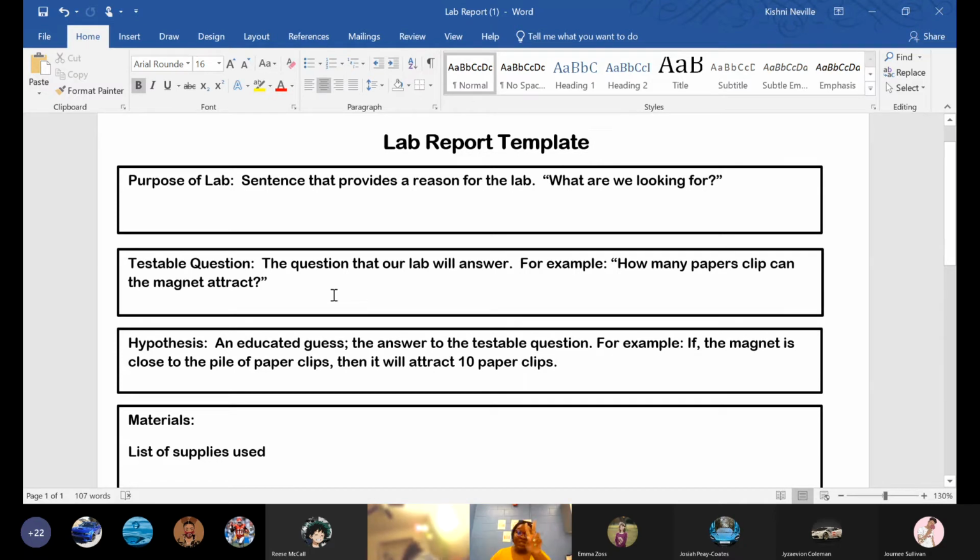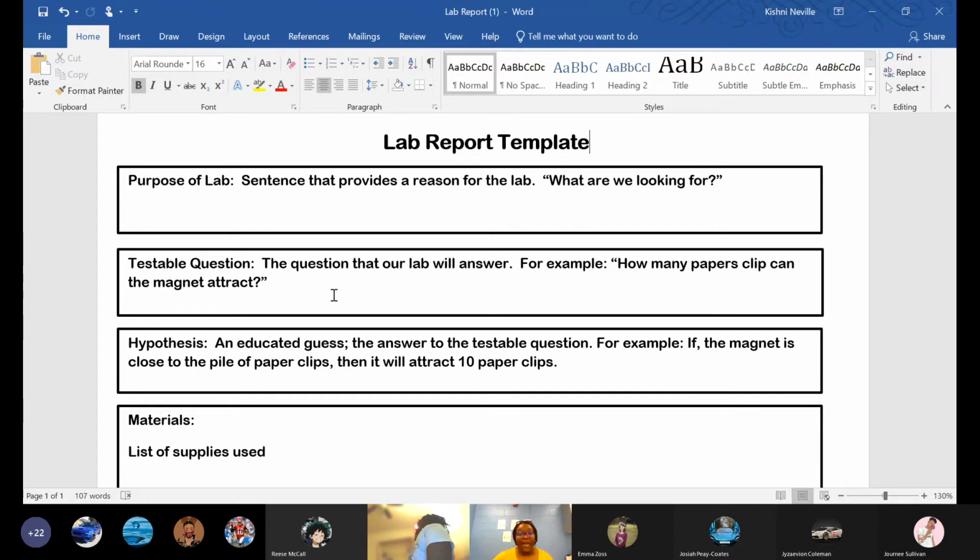A testable question is the second part of a lab. That's the question that our lab will work to answer. That's the reason why we're doing the lab. So, for example, a testable question could be, how many paper clips can the magnet attract? Okay, you notice I'm doing a lab to answer that question. You'll also sometimes hear Ms. Neville refer to testable question as TQ.